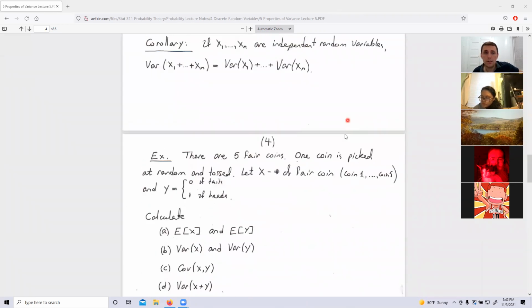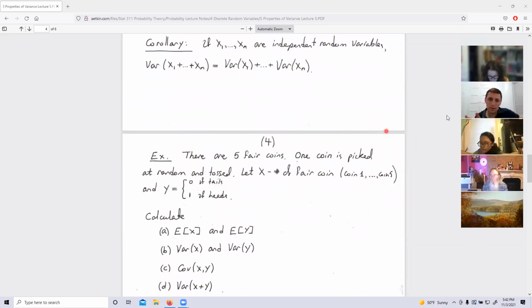Now let's try to calculate this example, guys. You can do it fast or slow, but that's up to you. We have 5 fair coins.